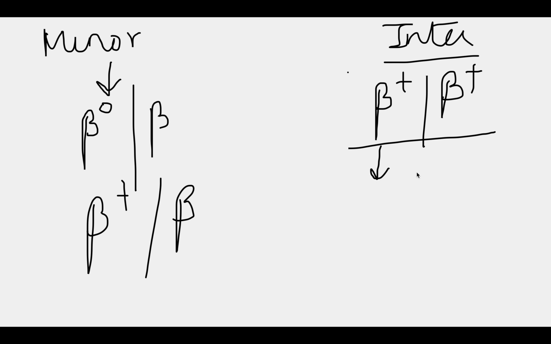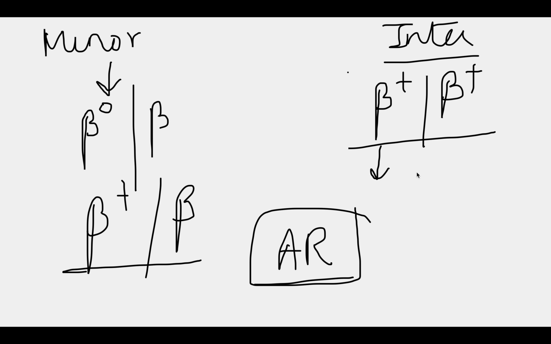This is an autosomal recessive disorder. You can understand, whenever the expression is controlled by both of the genes, it is an autosomal recessive disorder.